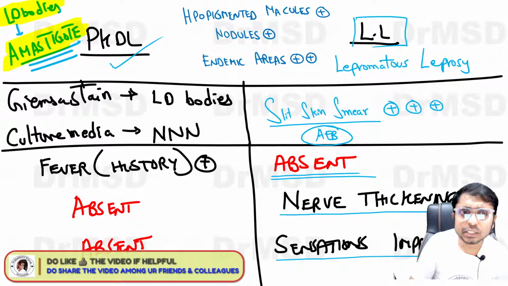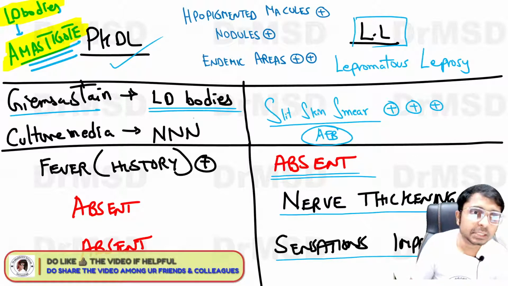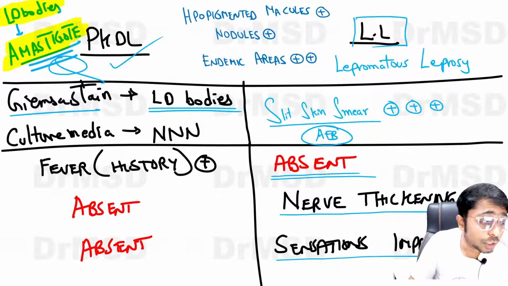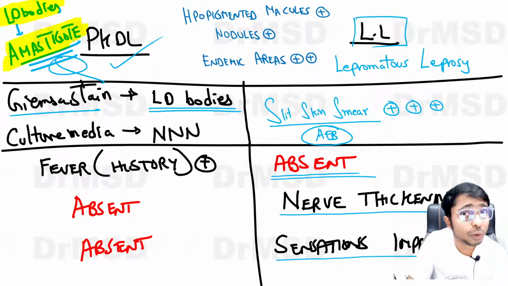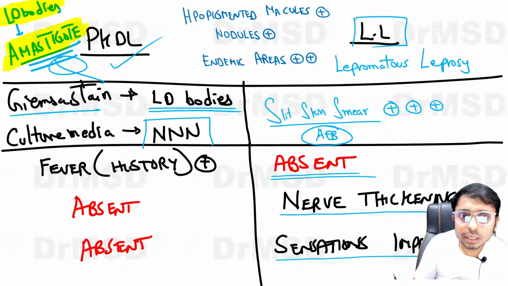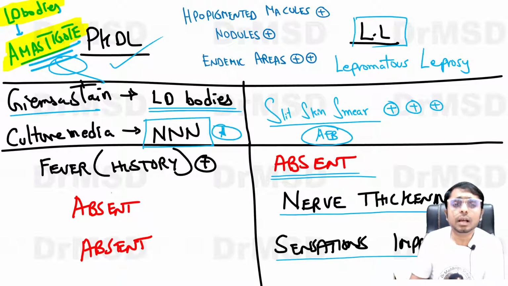Whereas in the case of PKDL, on Giemsa stain we can see Leishmania donovani bodies, which are basically amastigote forms of Leishmania donovani. This question was also important. This amastigote form is the LD bodies. Okay, and the culture medium which is used is Nicolle-Novy-MacNeal medium. This is also important.